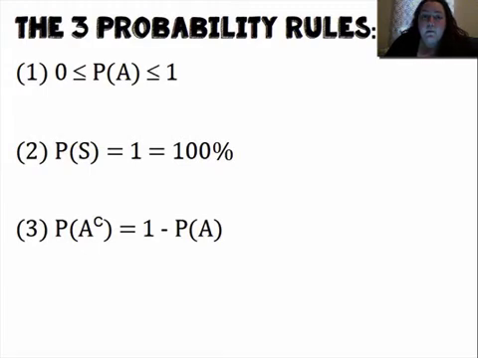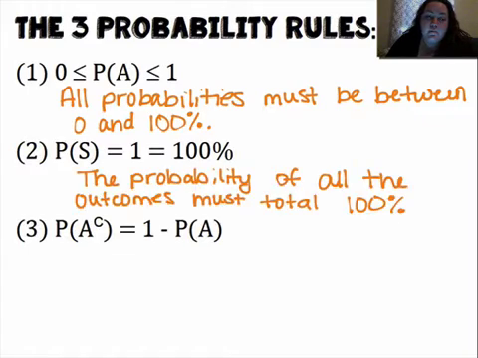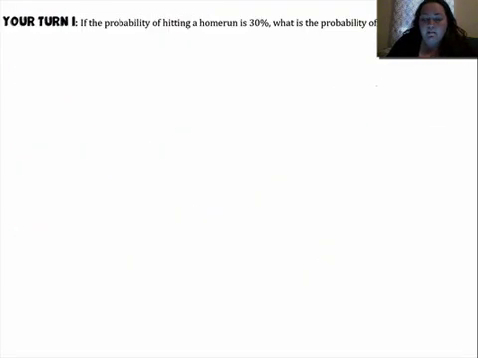The 3 probability rules. So the probability of your event needs to be between 0 and 1 inclusively. So all probabilities must be between 0 and 100%. The probability of your sample space has to equal 1 whole, or 100%. The probability of all the outcomes must total 100%. And the probability of your complement is equal to 1 minus the probability of the actual event. So the probability of an event not happening is 1 minus the probability of it happening.